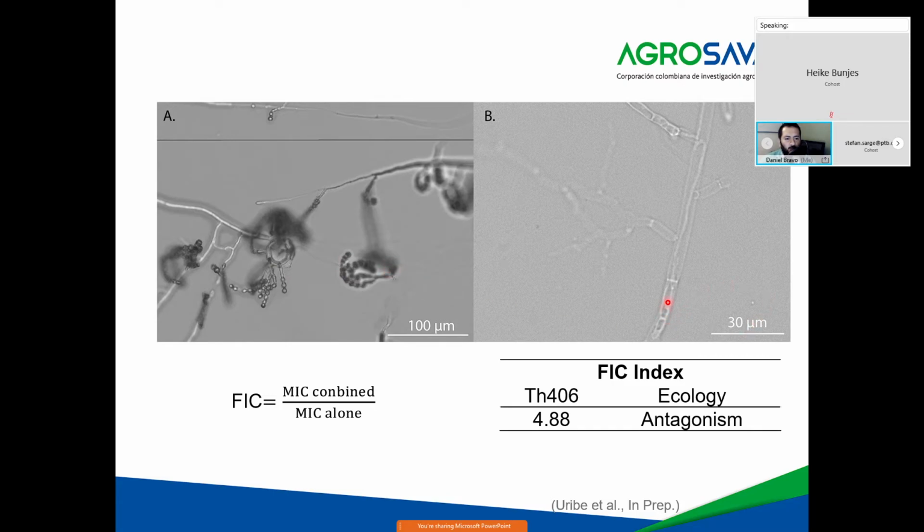Here, for instance, you can see internal hyphae of TH406 inside of the pathogen. So there is a mycoparasitism in this way. And we have also combined the Fick index, and we get this score of 4.88, which corresponds to antagonism.